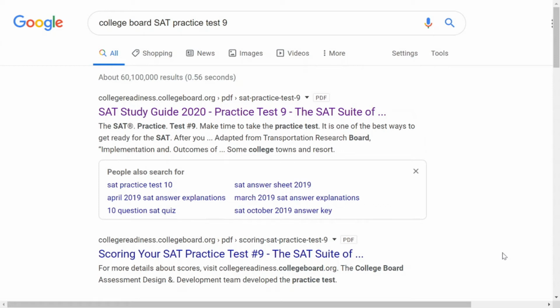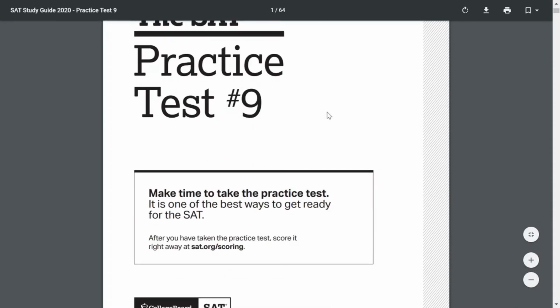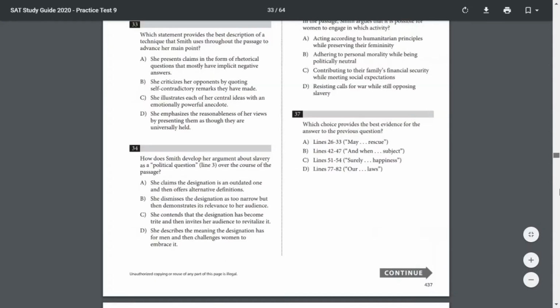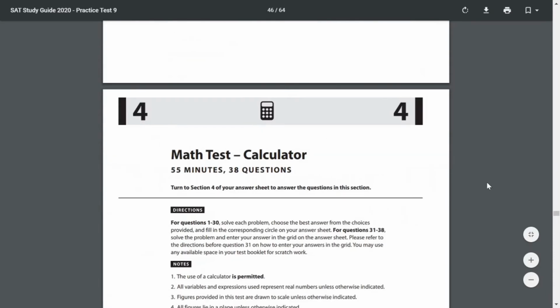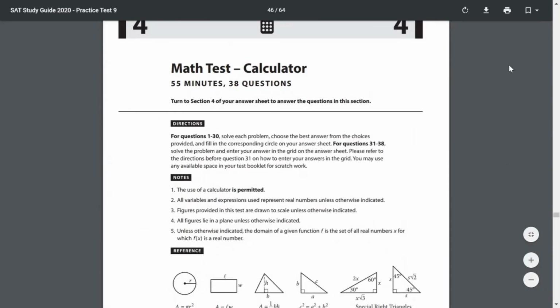So to find this practice test, you can search into Google College Board SAT Practice Test 9, and that should be the top result. If it's not, you can use the method from the other videos. This one is going to cover the calculator portion, so you're going to start on page 46.